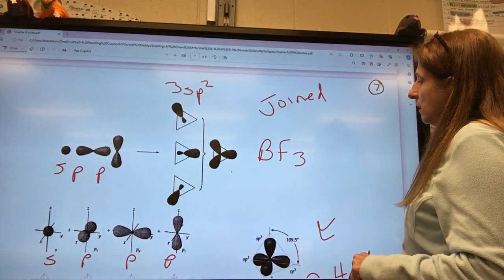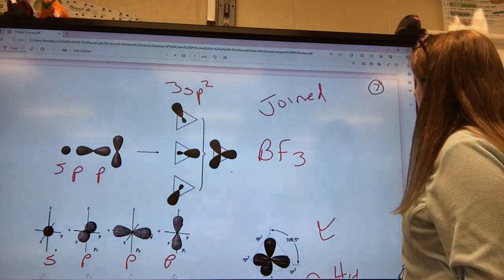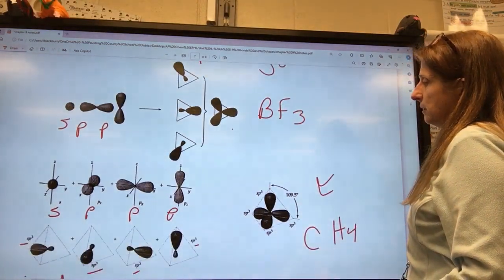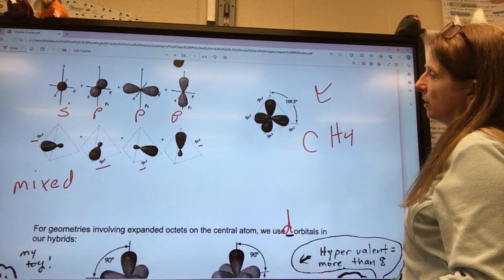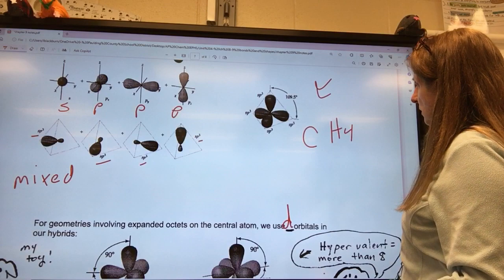Okay. Thank you. So those are our sp3s, then they get joined into BF3. Those are sp3s, they get joined into methane.